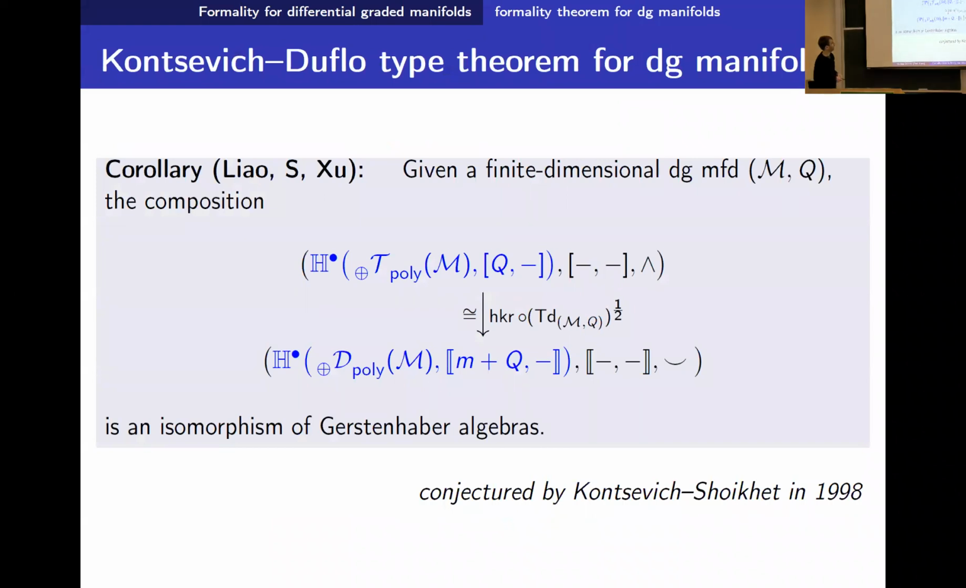And as a consequence, if you look at the morphism induced by this first Taylor coefficient at the cohomology level, because as I just said, this phi one respects the associative multiplication, the induced map in cohomology actually respects both the Lie brackets and the associative multiplication. So it's actually an isomorphism of Gerstenhaber algebras. And this is a result that was conjectured in 1998 by Kontsevich and Shoikhet.